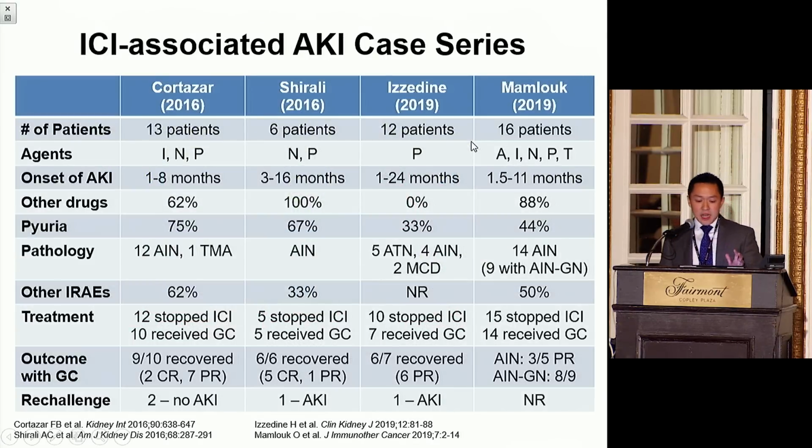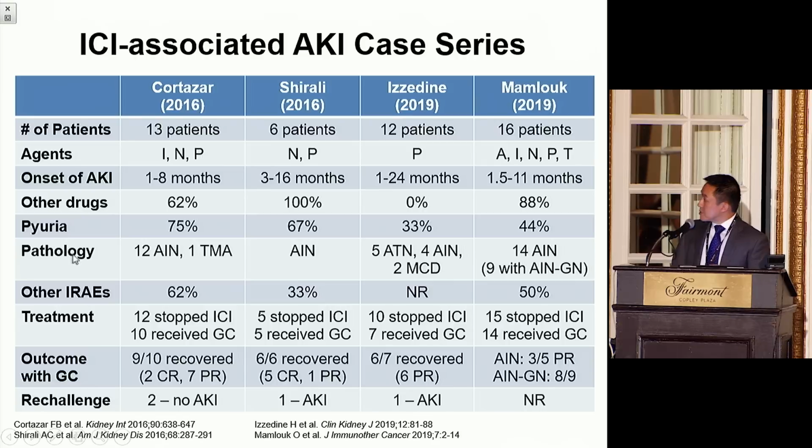Now, this is a busy slide, and I don't want you to focus on all the numbers, but I just want to share with you that these are the 4 main case series that have looked at AKI in patients who receive checkpoint inhibitors. They've all been in the last couple of years. You can see that the onset of AKI varies anywhere from about a month after receiving the drug to several months. Many patients develop pyuria, have white blood cells in the urine, but not all patients. So just because a patient doesn't have pyuria doesn't mean they don't have interstitial nephritis.